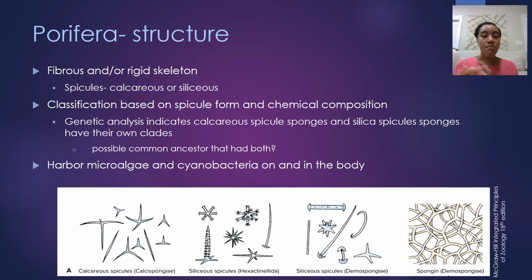And it's been hypothesized that maybe there was an ancestor, and they found some fossil evidence of an ancestor that had both calcium carbonate and silica in their spicules. And so that may be another puzzle to how we ended up with the sponges we have now, and the evolutionary history of sponges. Sponges can also harbor microalgae and cyanobacteria in their tissues and on their body. And a lot of times they can engage in a mutualistic relationship with these microorganisms that reside in and on their tissues.